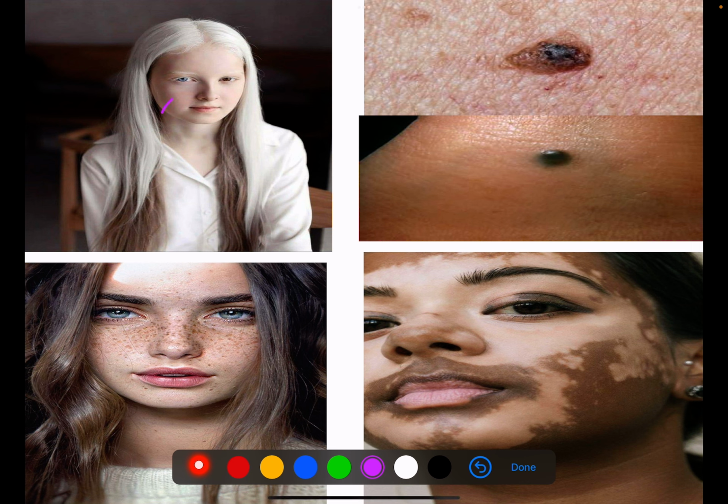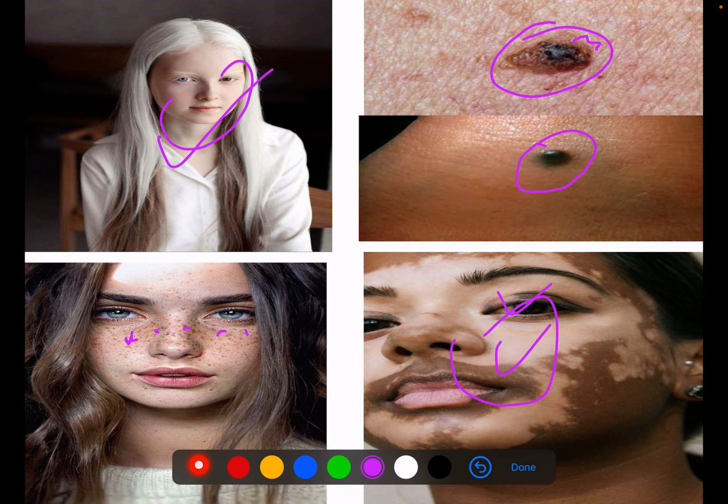So what is this? Albinism, freckles. What is this? Vitiligo. I will differentiate which is nevi and which is melanoma. So irregular border is here, right? Irregular border, this is melanoma. This is nevi.